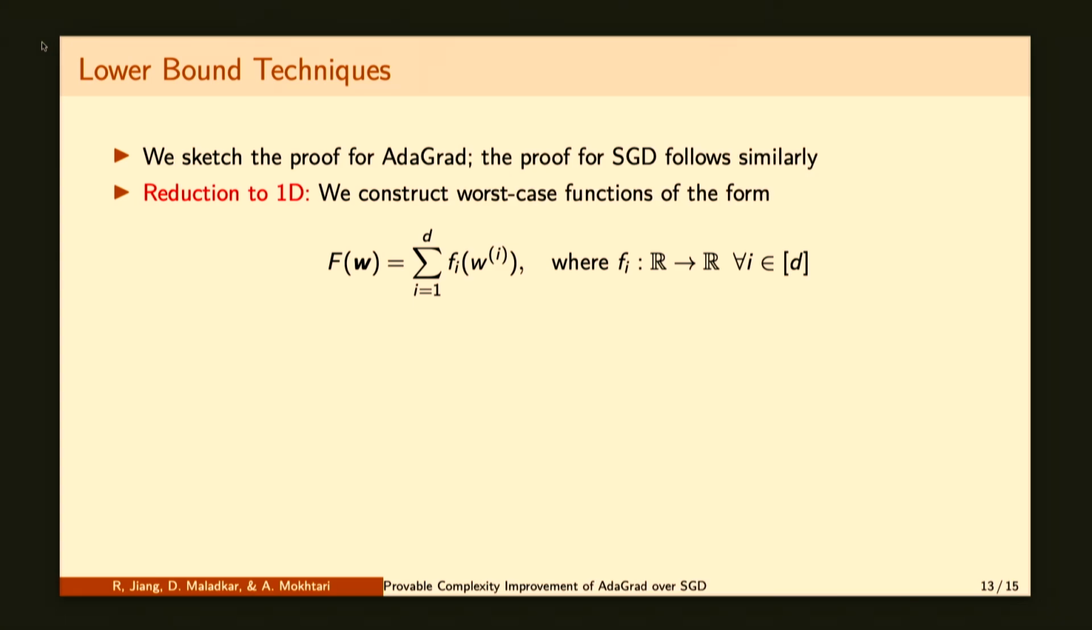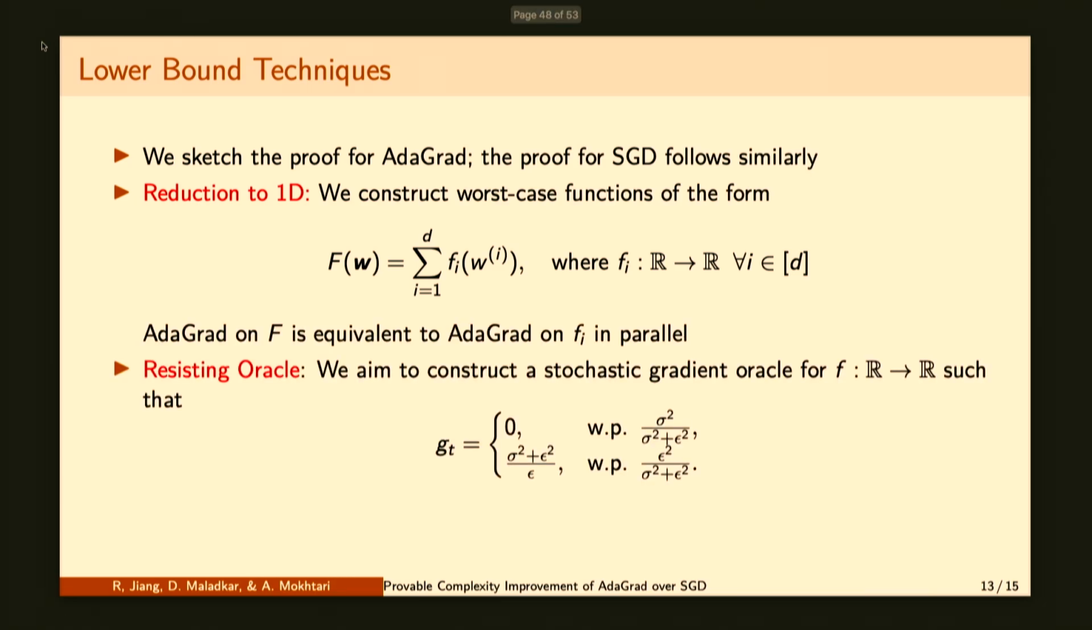So quickly, I want to sketch out the proof for the lower bound for Adagrad. The construction involves a function that is a sum over 1D functions, f_i. Let's focus on the construction of one of these functions, f_i. We want to construct an f such that the gradient of this f takes a value 0 with a certain probability and a non-zero value in the remaining case. And you can verify that the expectation of this gradient is just epsilon, and the variance is sigma squared.